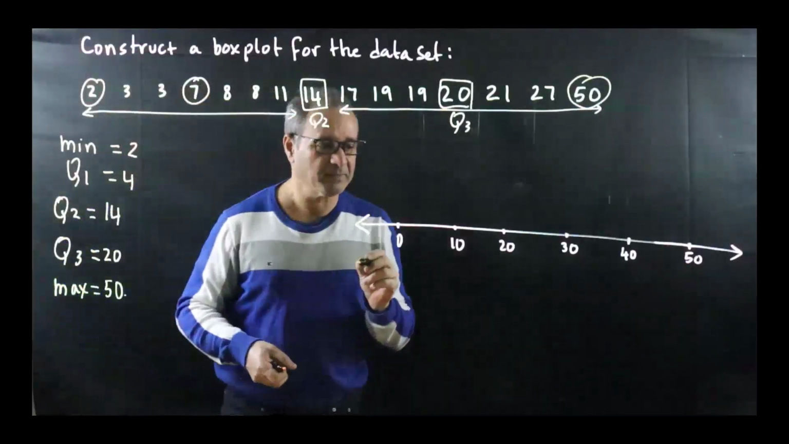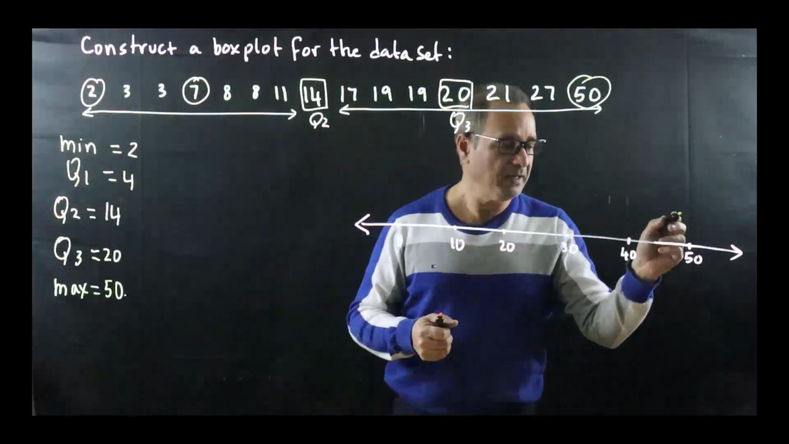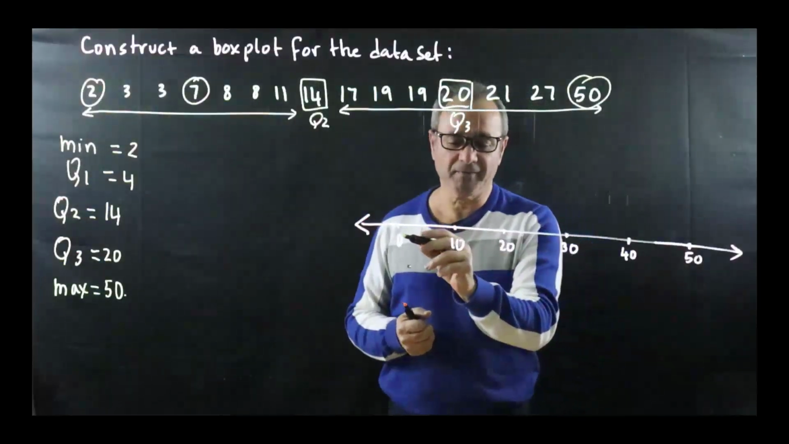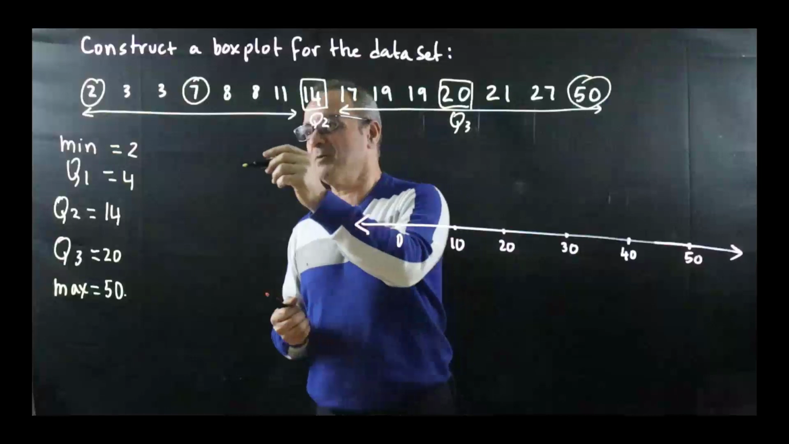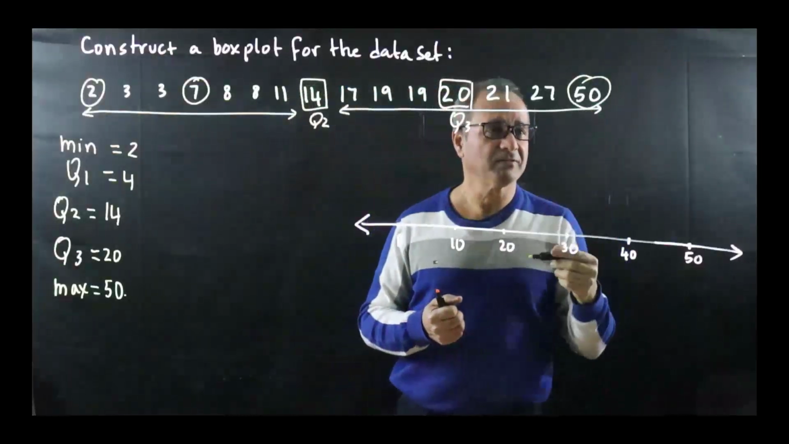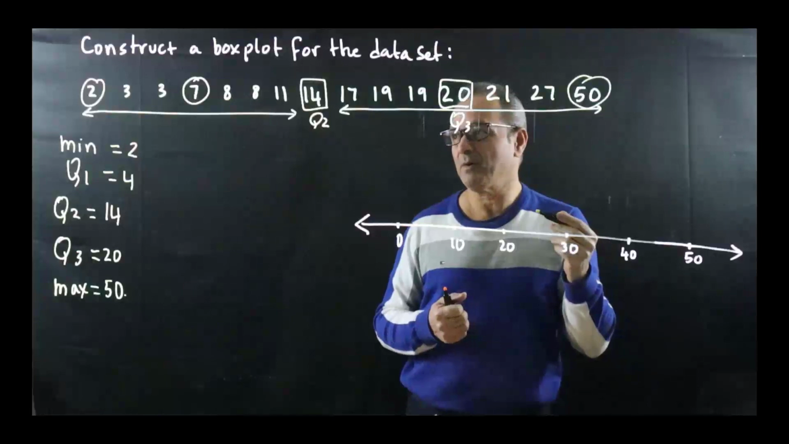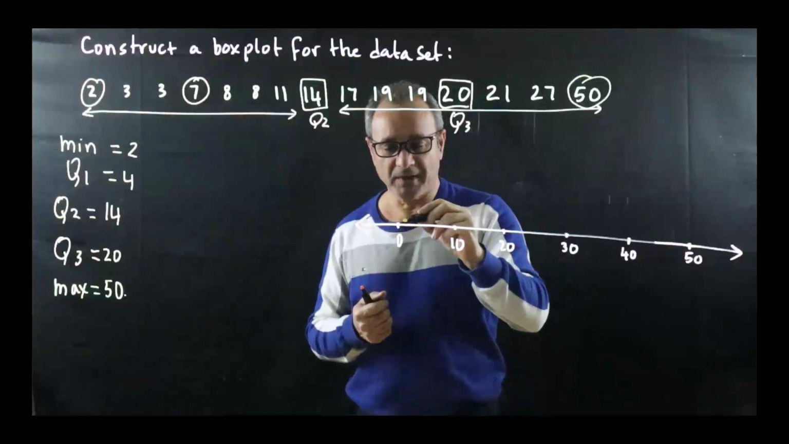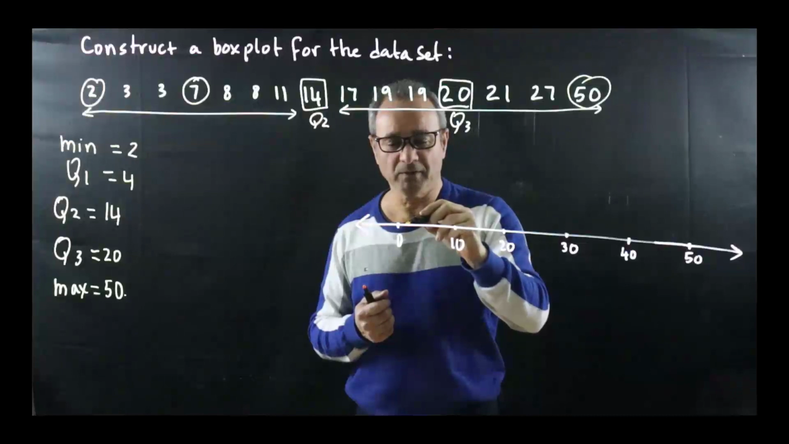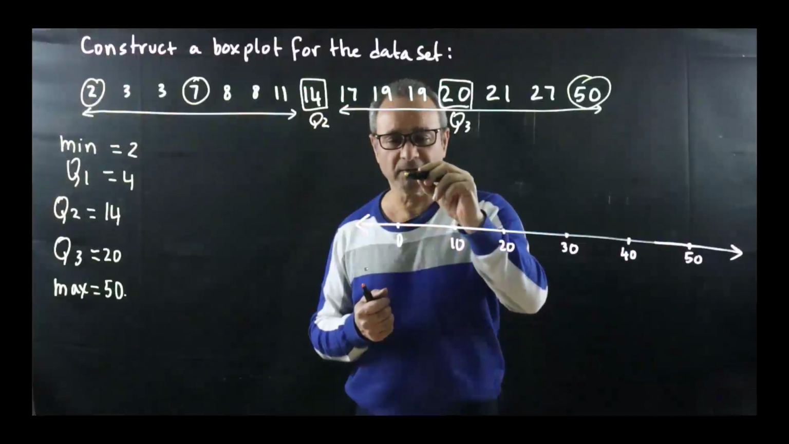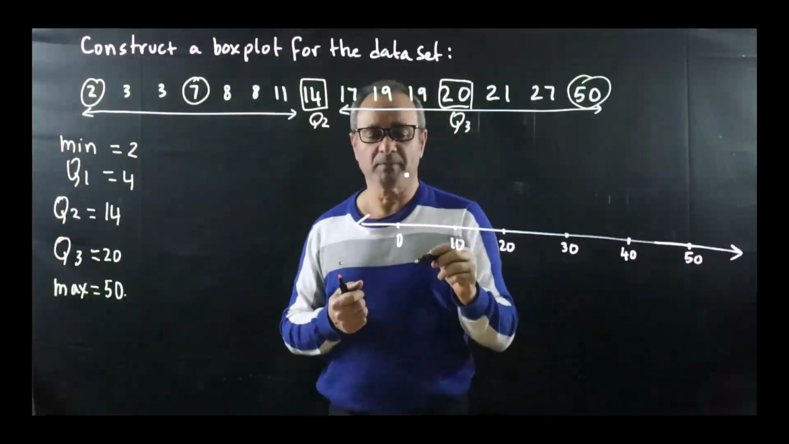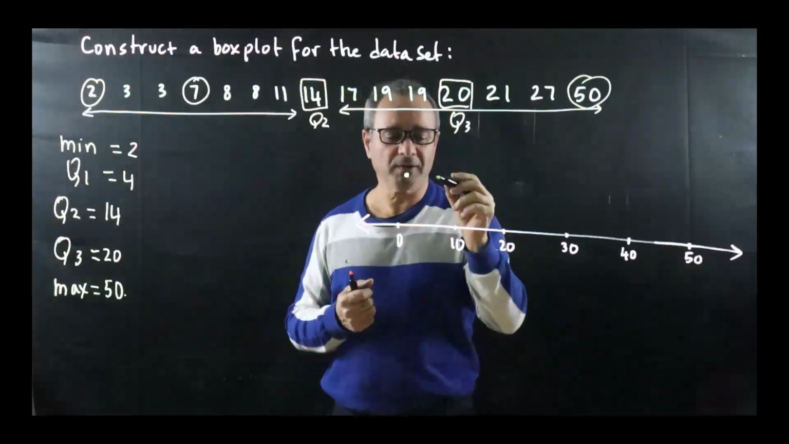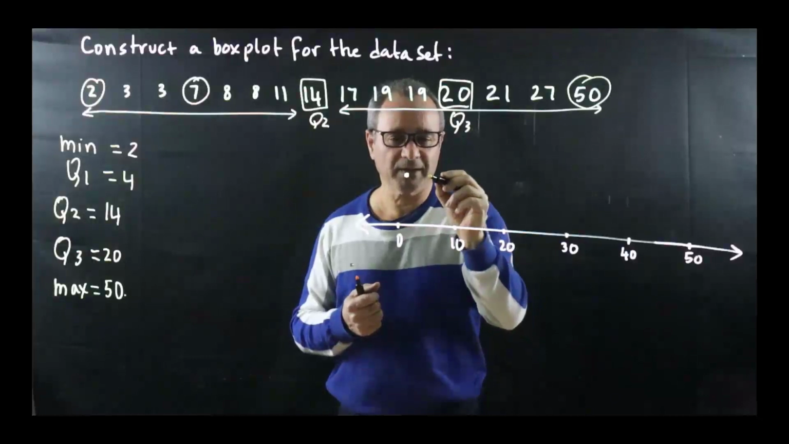Okay, let's construct the box plot right now. I already put a number line and I scaled it from 0 to 50. If you ask me why 0 to 50, because the lowest value is 2 and the largest value is 50, I have to be able to pick up all the values. Okay, we start with the minimum, which is 2. So I'm going to go above 0, very close to 0, and just mark the point 2, but above the number line. So let's just put it right here. That is the minimum. Q1 is 4, so it's going to be halfway between 0 to 10, but a little bit below the half, so it will be right here.